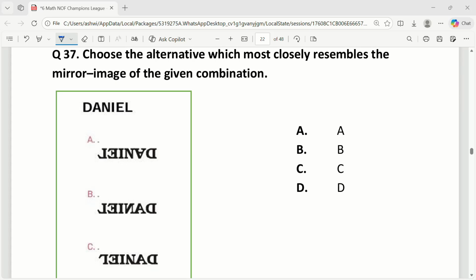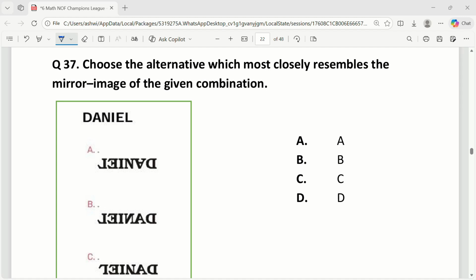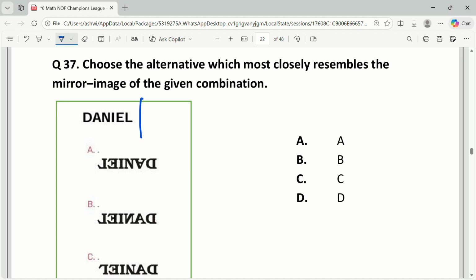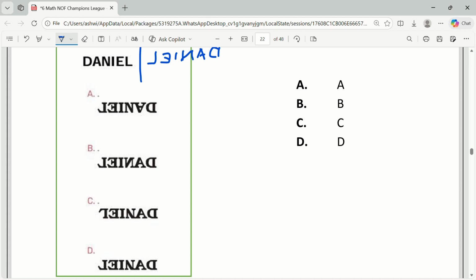Question 37. Choose the alternative which most closely resembles the mirror image of the given combination. Mirror image is something that is vertical. So the mirror image of this is L, E, I, N, A, and T. Comparing with the options below, the answer is B, as it resembles the mirror image.